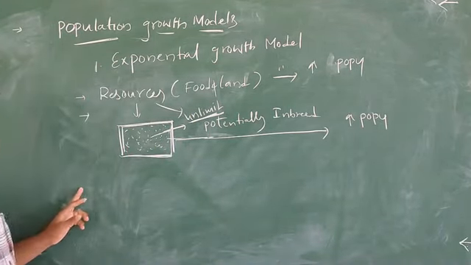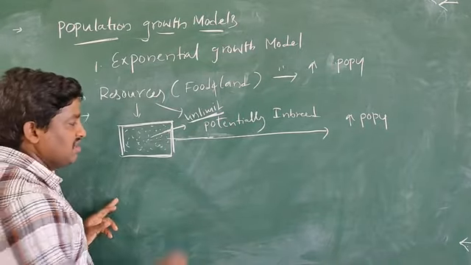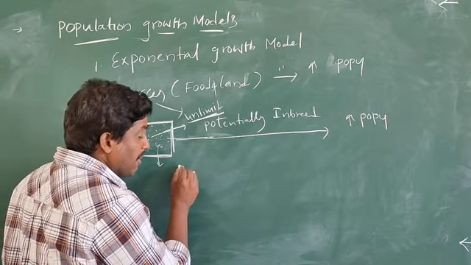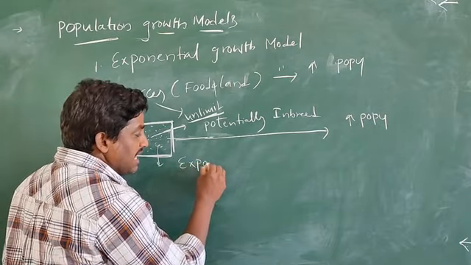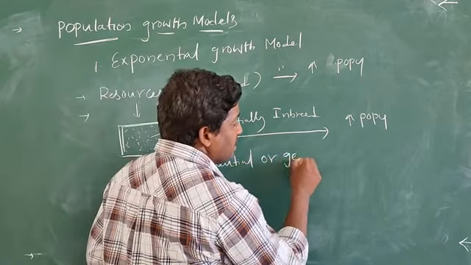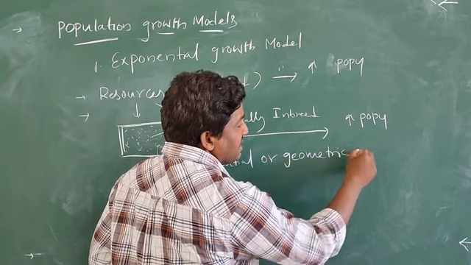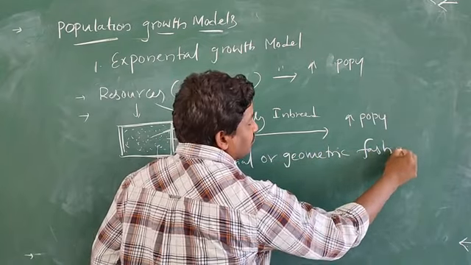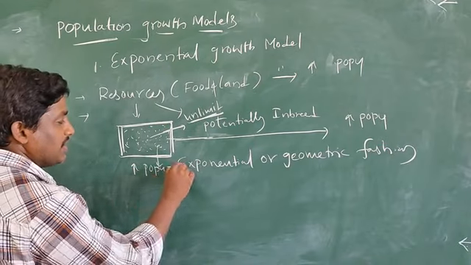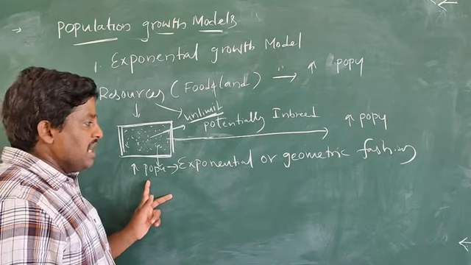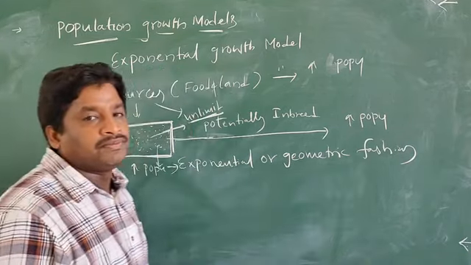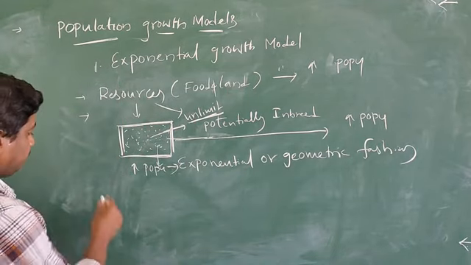So in these conditions, the population grows in an exponential or geometric fashion. Okay, in such a condition we call it exponential or geometric growth. Okay, next.